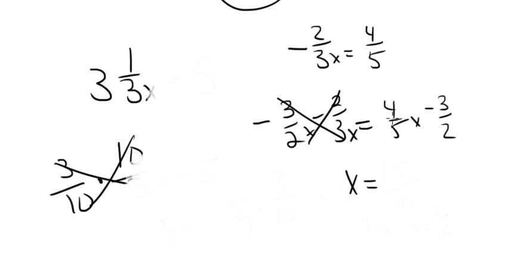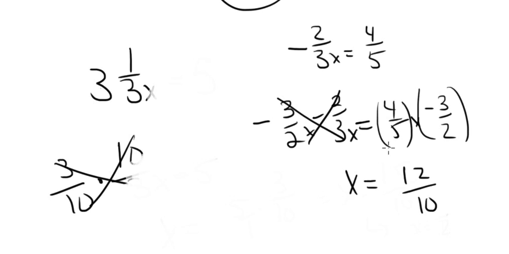And then we have, what's 4 times 3? 12. What's 5 times 2? 10. And then we have a negative times a positive. What's it going to be? Negative. Negative 12/10. Can we reduce that? Yeah, to what? Negative 6/5, right? Divide it by 2. That's all we're doing, guys. That's all our lesson is. Now I'm going to do one more problem here for you.